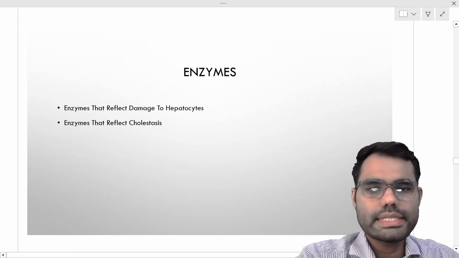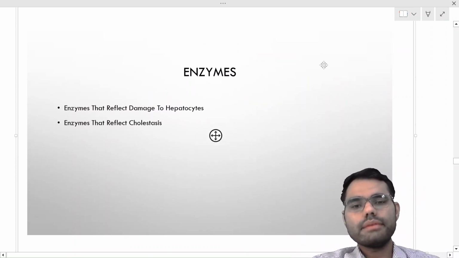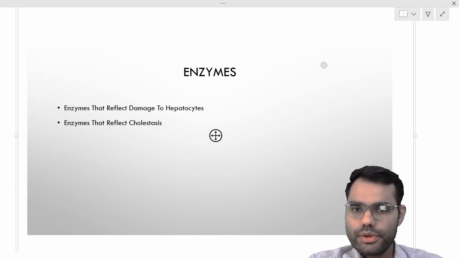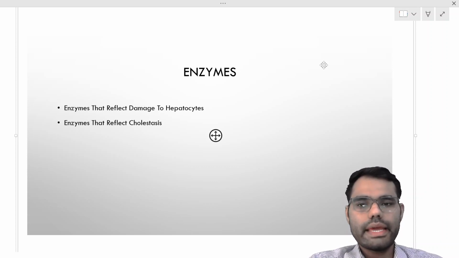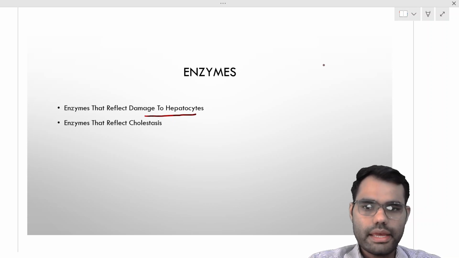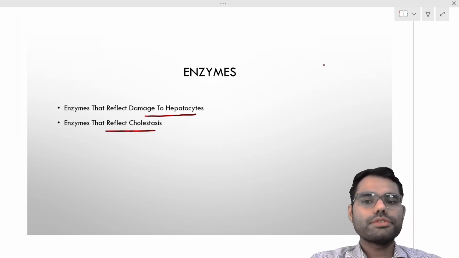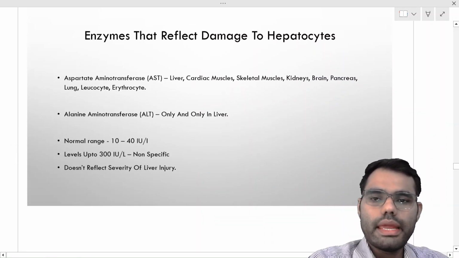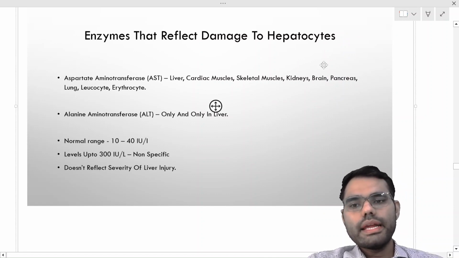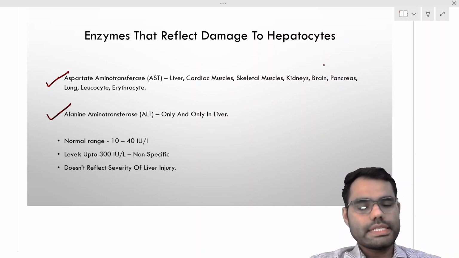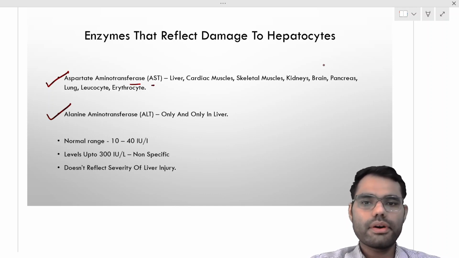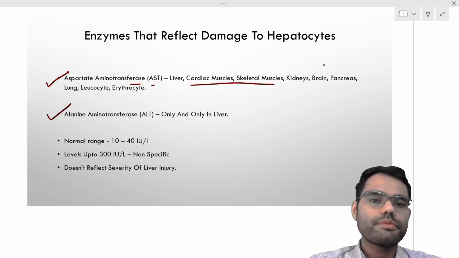So now talking about the enzymes. See, when we talk about these enzymes, they are normally present in the blood but in lower concentrations, and when there is a liver injury they are elevated. We can classify them into two categories: enzymes that reflect damage to the hepatocytes and enzymes that reflect cholestasis. So enzymes that reflect damage to the hepatocytes would include ALT and AST. So aspartate aminotransaminase and alanine aminotransaminase. So aspartate aminotransaminase, that is AST, is non-specific for liver because it is elevated in a number of other organs.